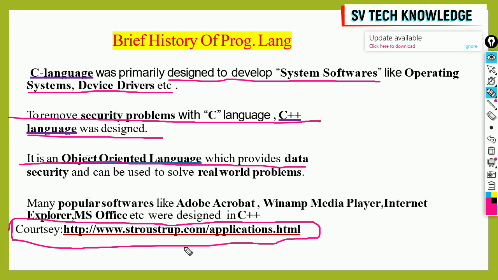Here I am simply saying any language is designed for a particular task. Actually, C language was developed to make operating systems, system software, and device drivers. These are the applications of C language. With C language, we have some problems like security problems. To remove that security problem, C++ language was introduced. C++'s specialty is that it is an object-oriented programming language. It provides more data security to solve real-world problems. That's why most languages use object-oriented programming, because it gives security to real-world problems.